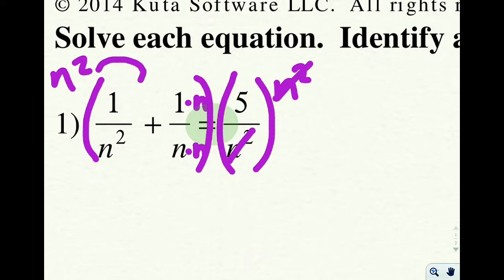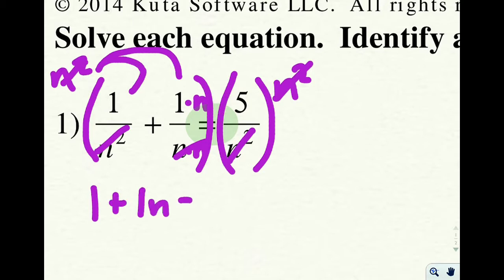Here you distribute that n squared to this piece and to this piece, and what it's going to do is it's going to cancel out both denominators. So effectively what we just did is we rewrote this problem to be 1 plus 1n equals 5. We really could have just crossed out all the denominators. Now mathematically there's really no logic to that, so that's why I wanted to go through what we're actually doing. We're actually multiplying each side by this n squared.